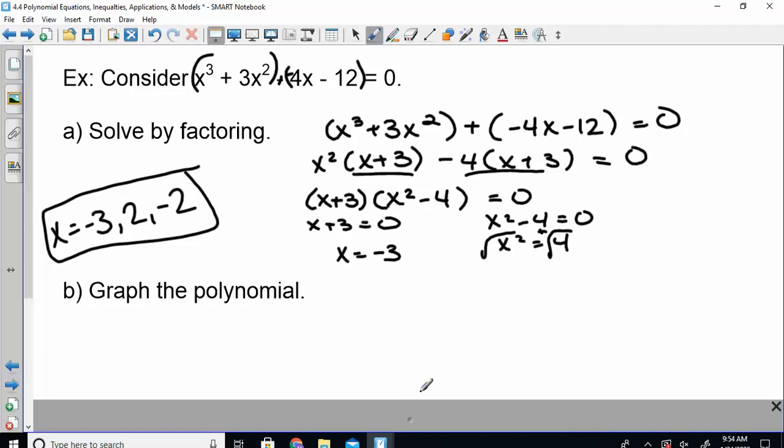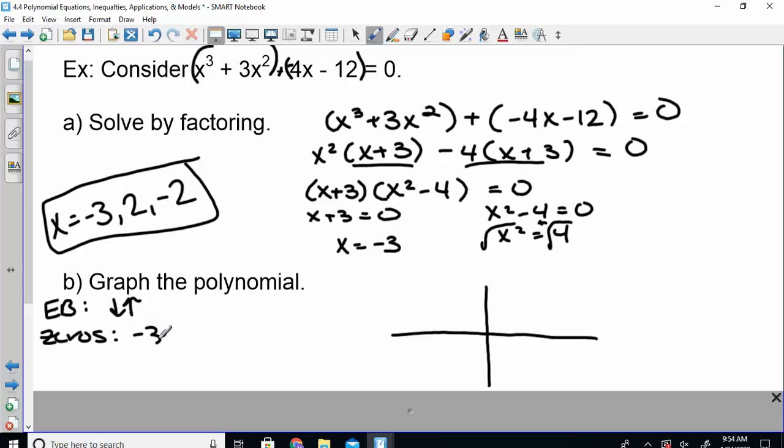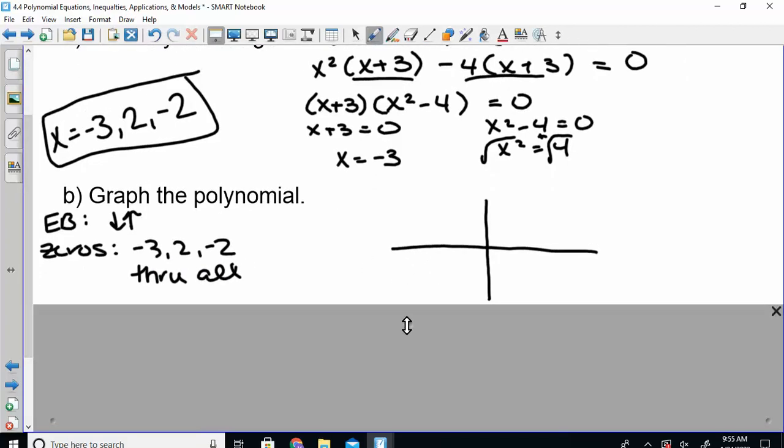So if I asked you to graph this, that's stuff we've done before. What's my end behavior look like? It's degree 3, so down, up. What are my zeros? -3, 2, -2. Will we bounce or go through? Through all, because they all have a multiplicity of 1, and 1 is odd.